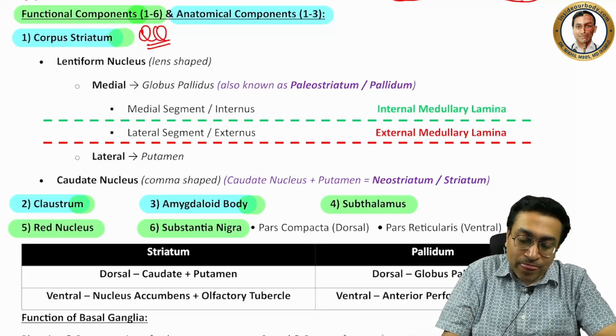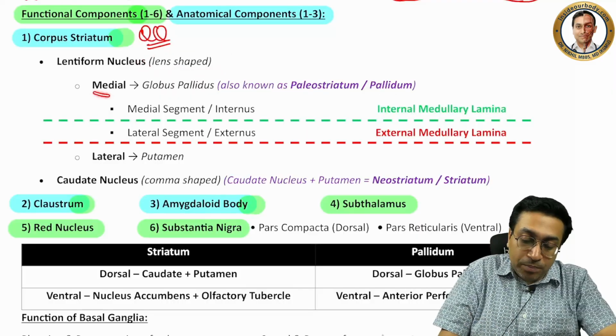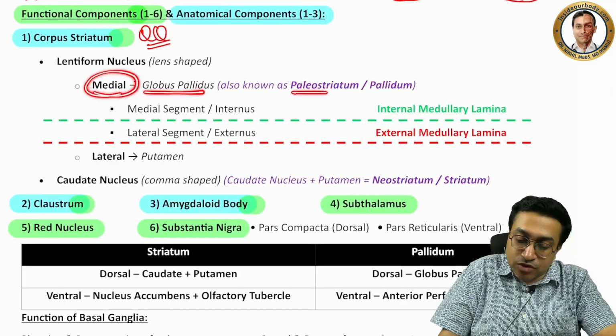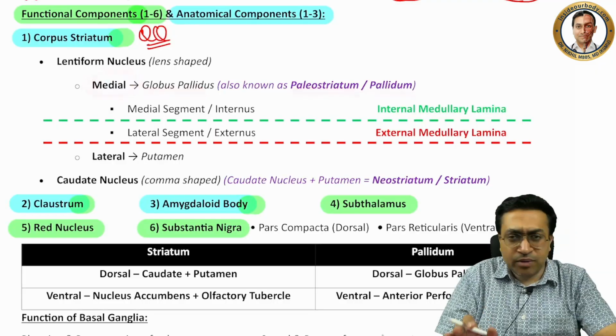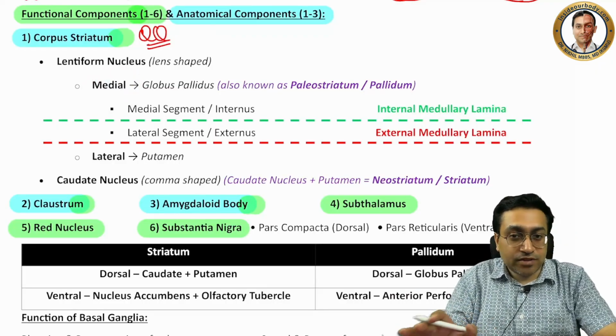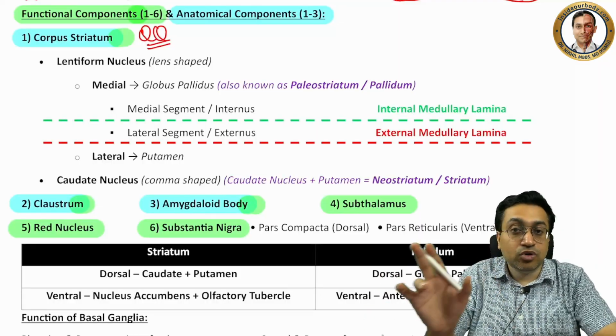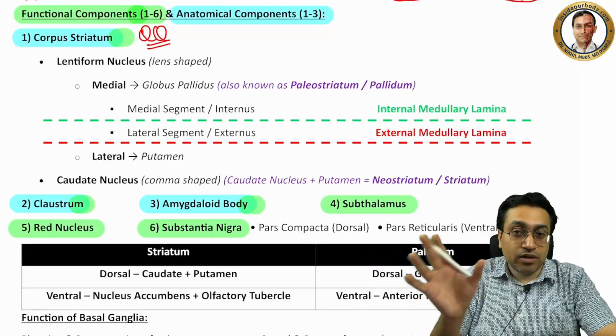Okay. So lens shaped, that is lentiform, we all know. Now medial is Globus pallidus, which is known as paleostriatum or pallidum. So if I am using a word or seeing an MCQ mentioning pallidum, that itself means they are asking about Globus pallidus specifically. They are not talking about corpus striatum, to be very frank.